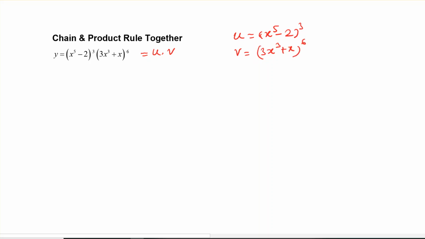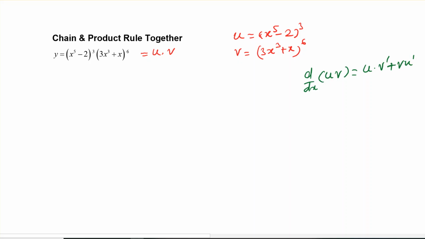And previously we have learned the product rule of derivatives. So the product rule was, if u and v are functions of x, then the derivative of u times v, remember, is u d v plus v d u.